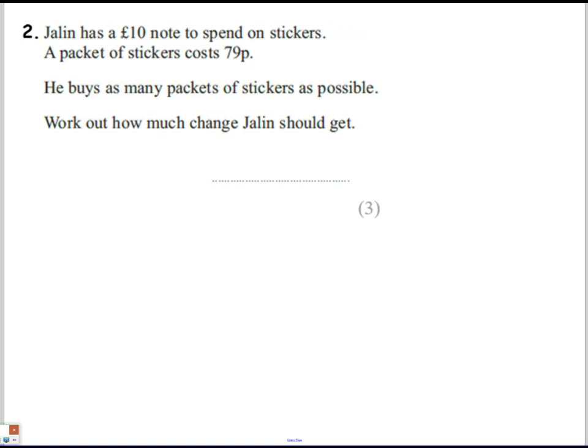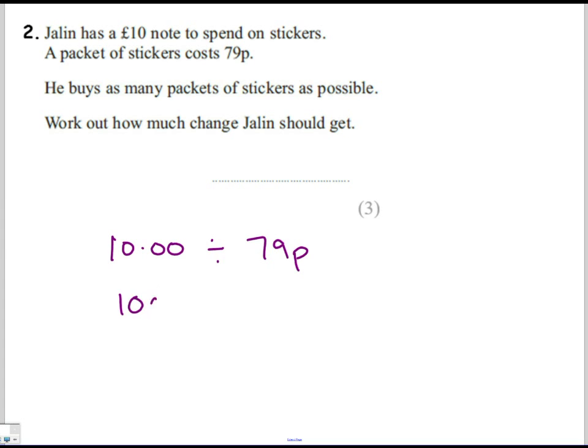Jaylin has a £10 note to spend on stickers. A packet of stickers costs 79p. He buys as many packets of stickers as possible. Work out how much change Jaylin should get. So we've got £10, and we need to divide it by 79p. The first thing is to get the units the same. £10 is 1000p, and we're going to divide it by 79.